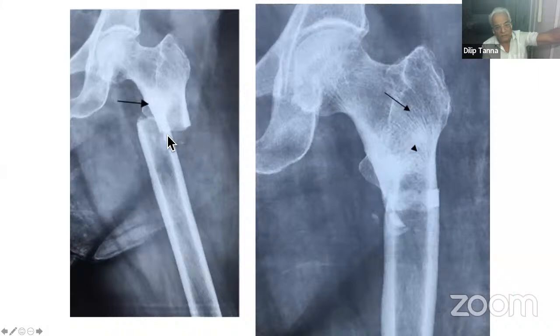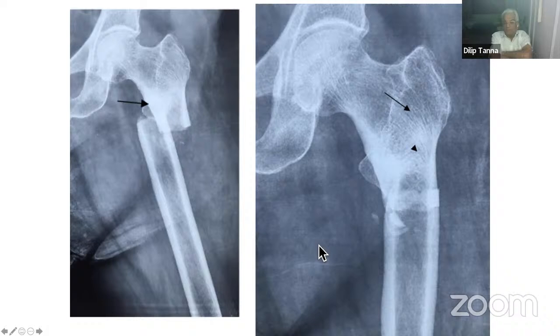But once it fractures, now you see, can you see anything different in this fracture? This is also an alendronate fracture. But have you observed this? What is different in this alendronate fracture? Anybody? You can see these arrows. See this new bone formation.